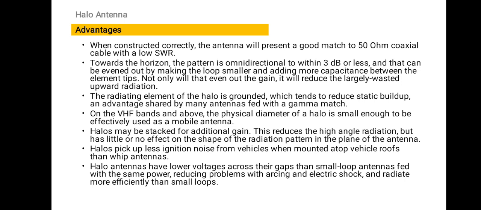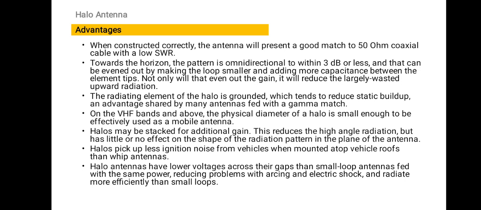The next is the radiating element of the halo is grounded, which tends to reduce static buildup, an advantage shared by many antennas fed with a gamma match. Next is on the VHF bands and above, the physical diameter of a halo is small enough to be effectively used as a mobile antenna. Next, halos may be stacked for additional gain. This reduces the high angle radiation but has little or no effect on the shape of the radiation pattern in the plane of the antenna.